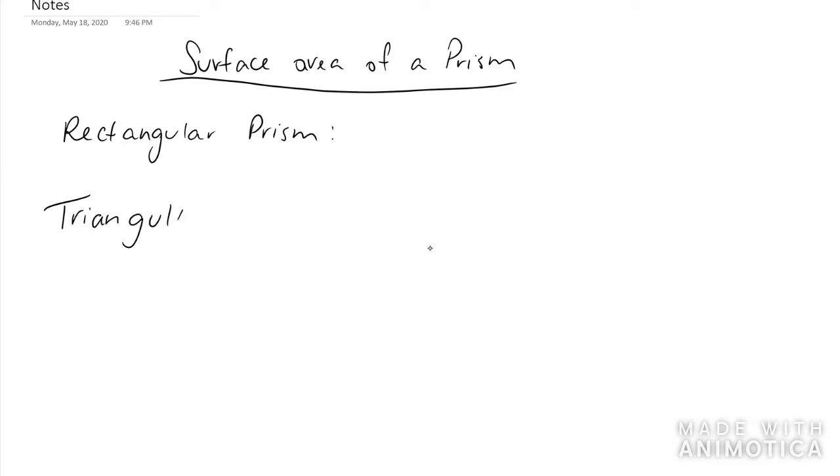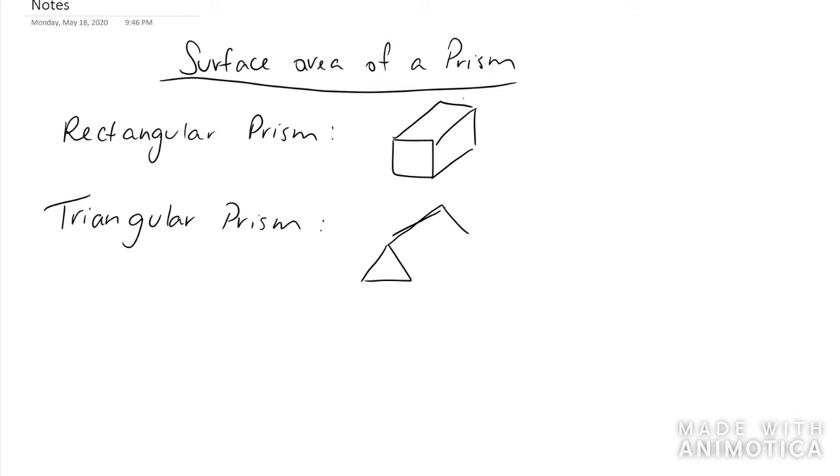There were three objects that we looked at nets for. One was our rectangular prism, where all sides are based on rectangles or squares. Or a triangular prism, where we have triangles as what we call our base shape, and then rectangles around the sides.